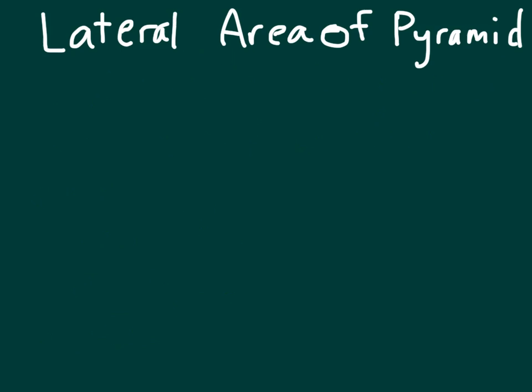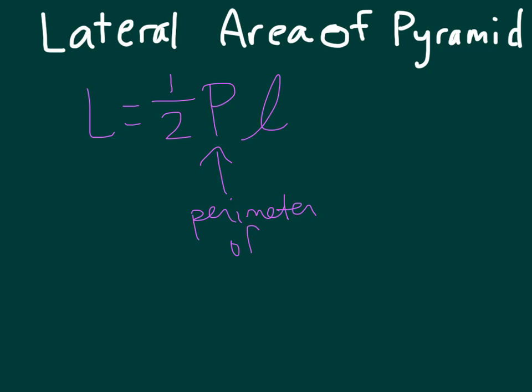Okay, so when I need to find the lateral area of a pyramid, the lateral area would be the area of all of those triangles around the outside, and there might be a different number of them. So what I do is, because the area formula for a triangle is 1/2 base times height, I take 1/2 of the perimeter of the base times the slant height. So this is the perimeter of the base, and then this cursive L is the slant height. And that's how we find the area of all of those triangles. We don't have to do them individually.